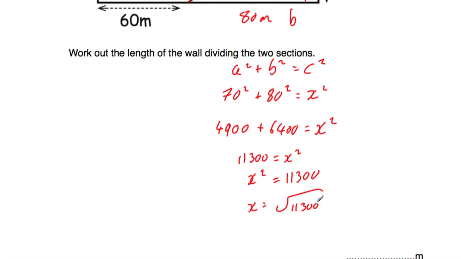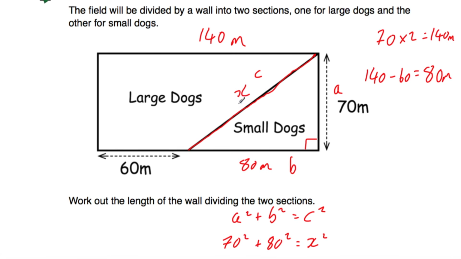So the square root of 11,300 is equal to 106.301 and so on meters. Let's just round that to 1 decimal place. That is 106.3 meters to 1 decimal place, to 1 dp. So the length of the wall dividing the large dogs from the small dogs would be 106.3 meters to 1 decimal place. And that's it.